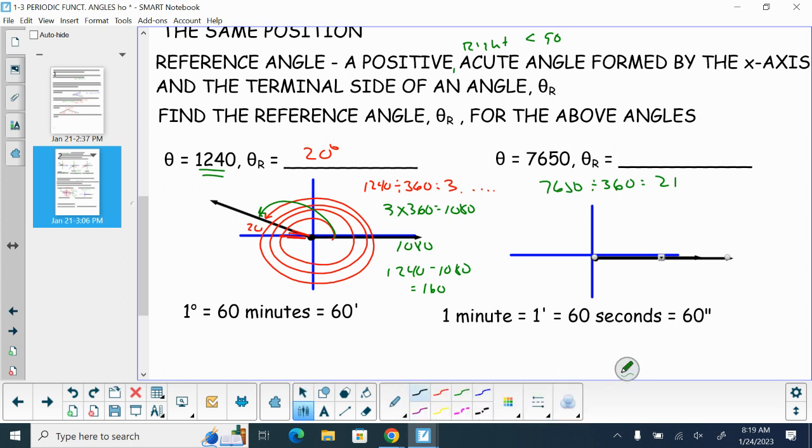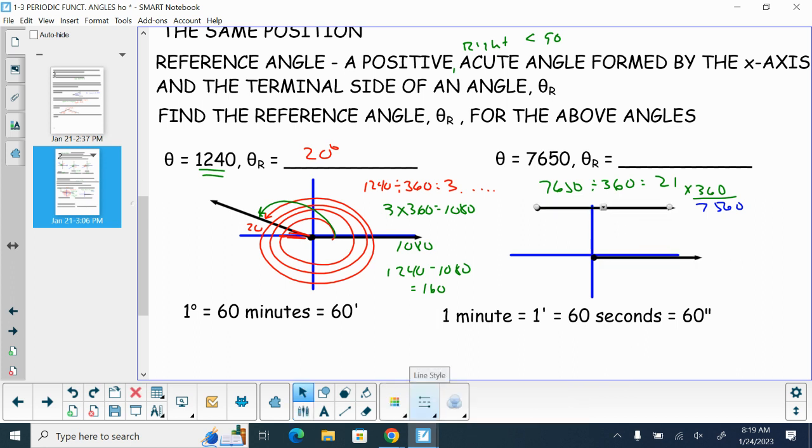So if I take the 21 times my 360, how many degrees is the 21 times 360? Ava? 7,560. 7,560. And I'm still back at the beginning. Well, how many more degrees do I have to go then? 90 degrees. So I have to go another 90 degrees, up to here. So my reference angle is terminal side and x-axis, and I have a 90-degree angle there.